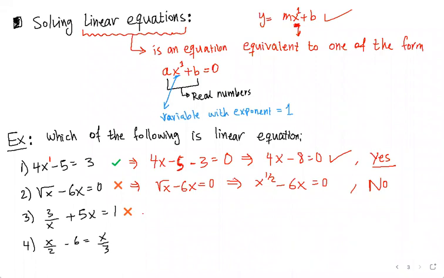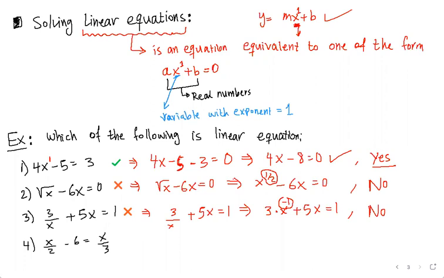If I want to rewrite it in a different way, it looks like 3 over x plus 5x equals 1. It looks like 3 times x to the power minus 1 plus 5x equals 1. And see the minus here? The minus is exactly like the 1 over 2 before. So because the exponent is minus 1, this means it is not linear.